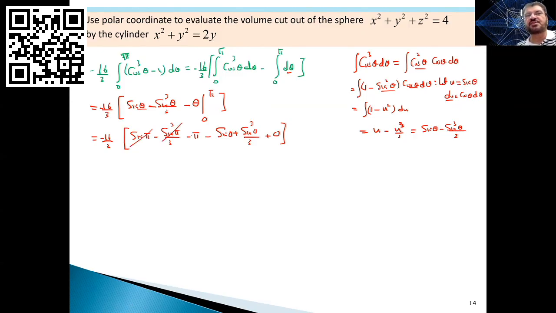Sine pi is 0, this is 0, this is 0, and this is 0. So what's left inside is negative pi. So the final answer is 16 pi over 3. This is the volume of this solid, guys.